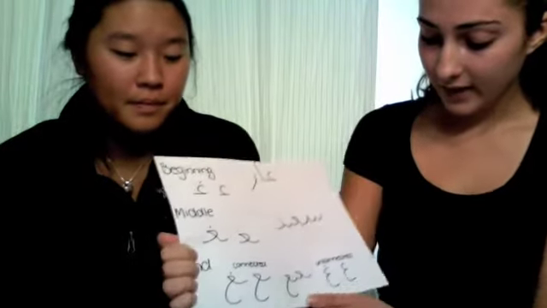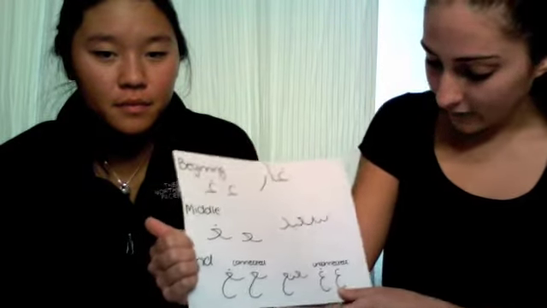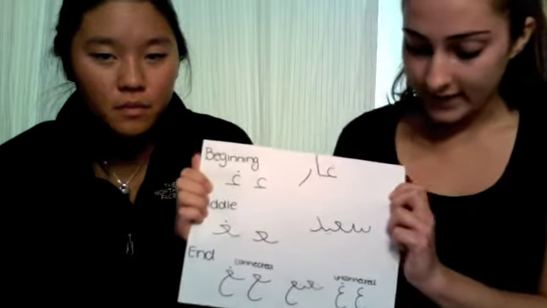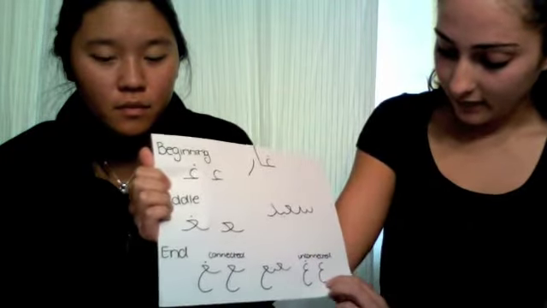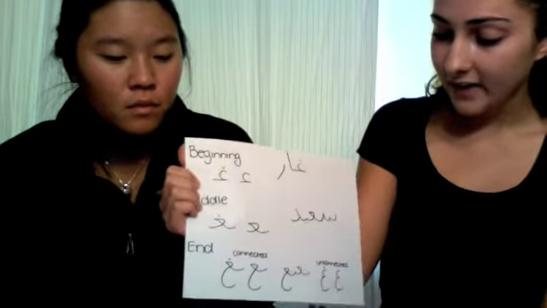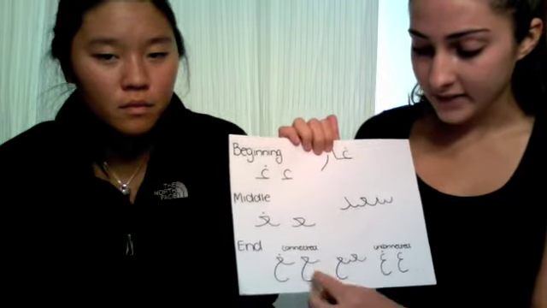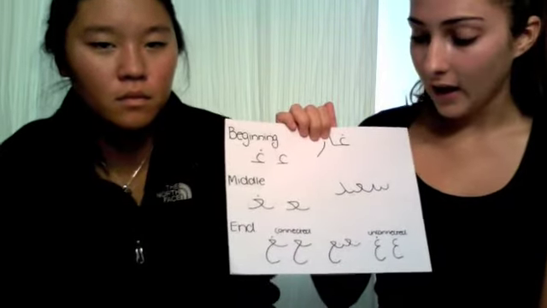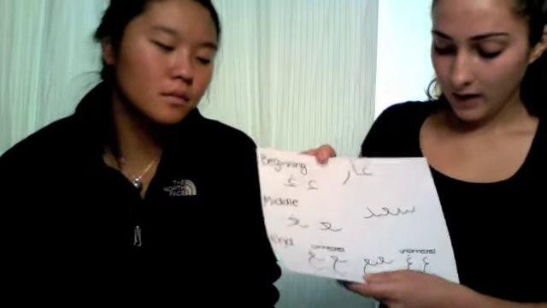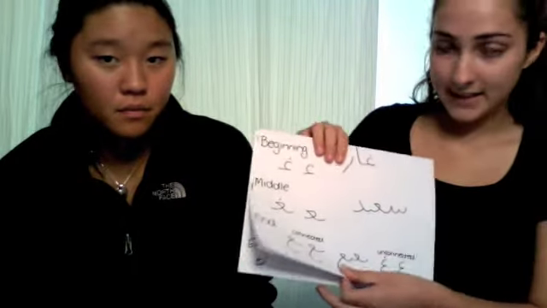At the end, there's the connected and the unconnected form. In the unconnected form, it's just the small c and the larger c written at a slant, and then the ghayn has a dot above the smaller c. And the connected, it's written like the middle form, but then ends with the larger c formation here. An example of this is na, which means mint.